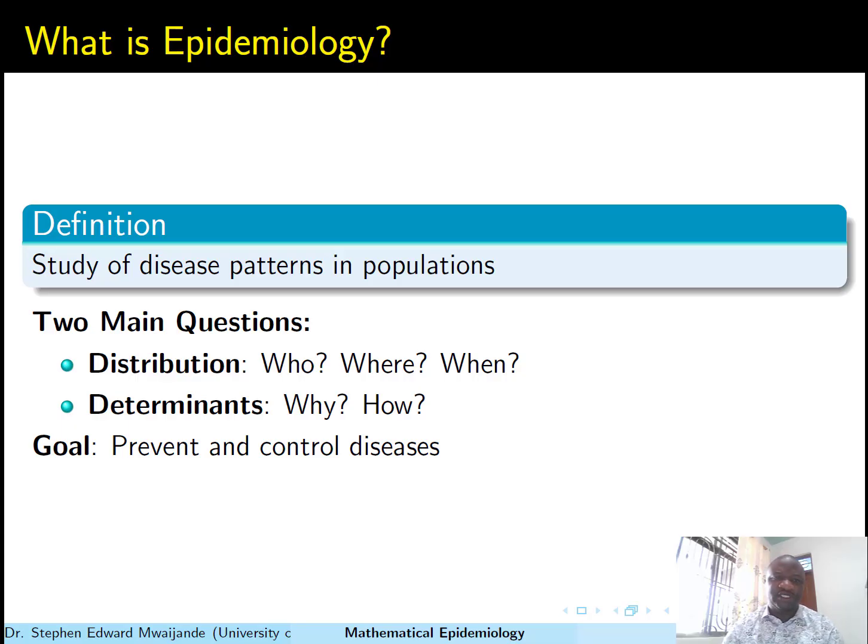Epidemiology is the study of disease patterns in a population. There are two main reasons why we should start. We want to know the distribution of the disease in a population: who can get the disease, where the disease can spread more easily, and when the disease is being distributed in the population. We also need to know the determinants of the disease, why the disease happens and how it spreads. The main goal is to prevent and control diseases.